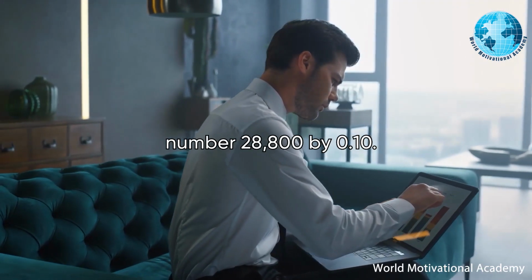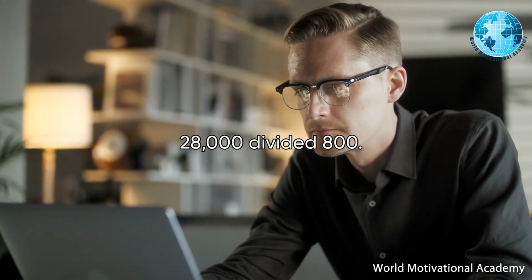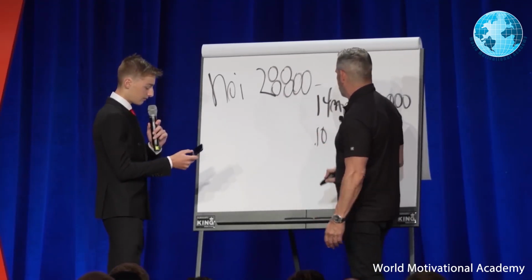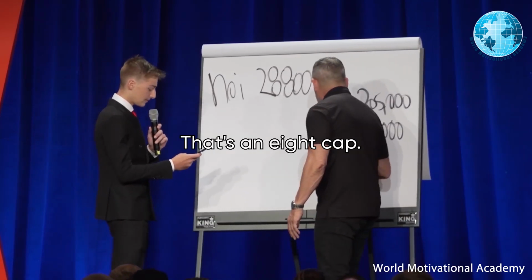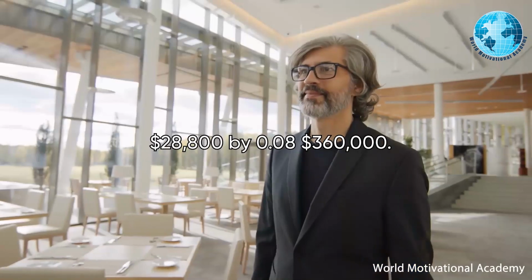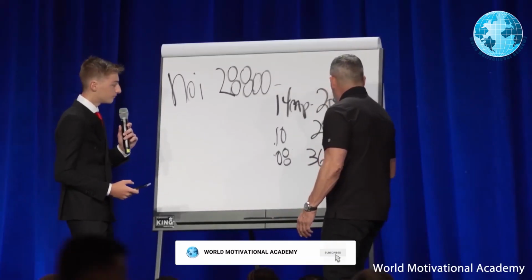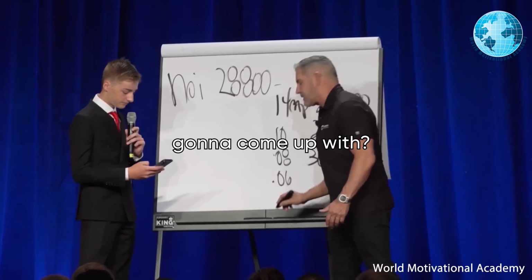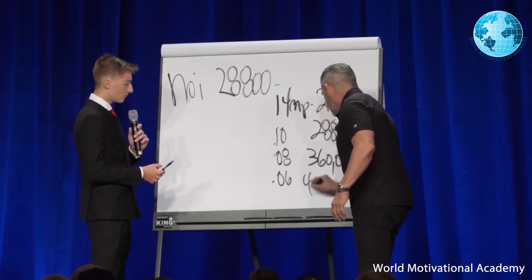I want you to divide the number 28,800 by 0.10. That's a 10 cap. You divide 28,800 by 0.10. 288,000. Okay, now divide it by 0.08. That's an 8 cap. When they say an 8 cap, it's 0.08. You just divide that $28,800 by 0.08. $360,000, okay? Everybody with me? If I do 0.06, what am I going to come up with? The number that we did a few minutes ago, $480,000, okay?